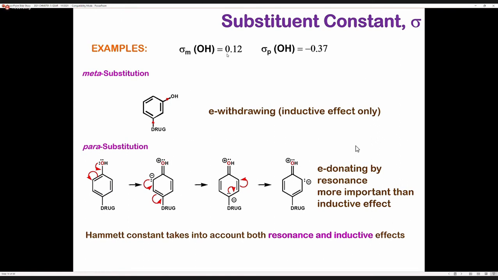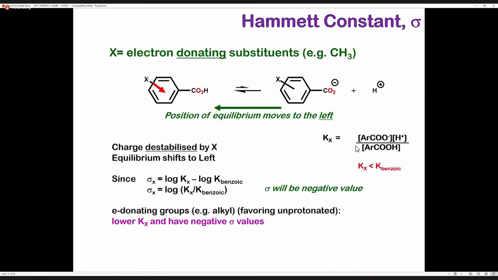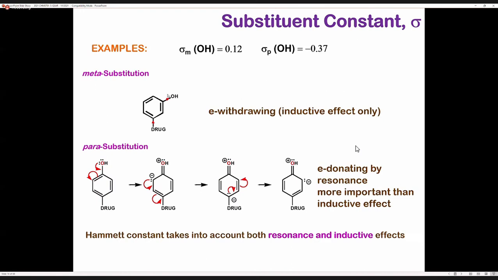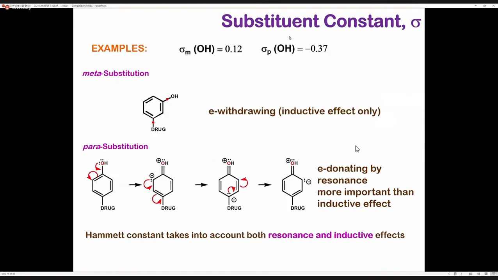So kalau dia dekat meta position 0.12, kalau dekat para position negatif 0.37. So give sort of different value. You don't have to worry about calculating or determining whether dia punya value akan naik atau turun. Yang you kena faham ialah there are two types. First, you can replace and you can change the position also, right? So that is for the substituent constant or the Hammett constant lah, basically.